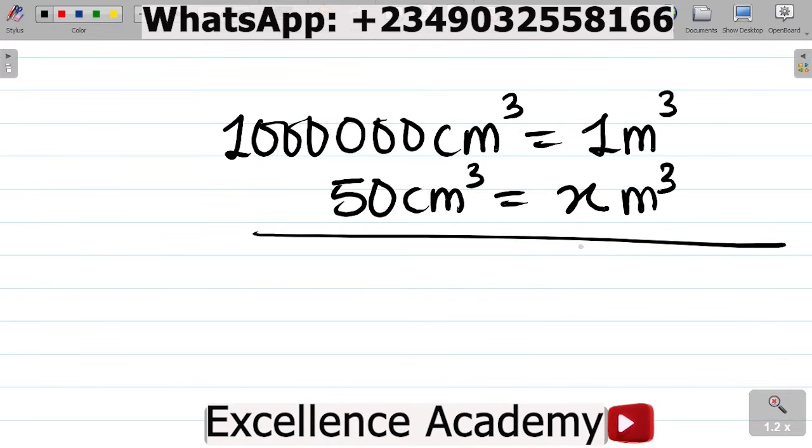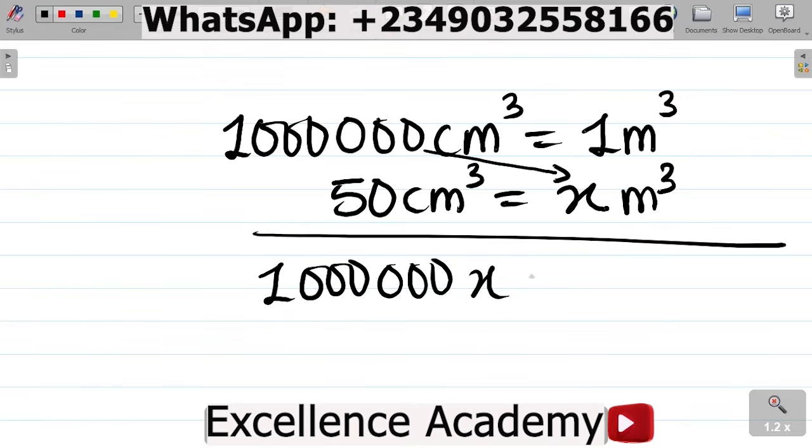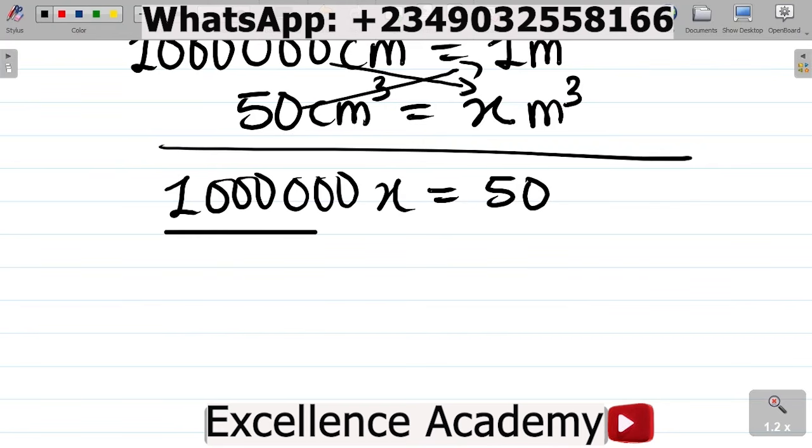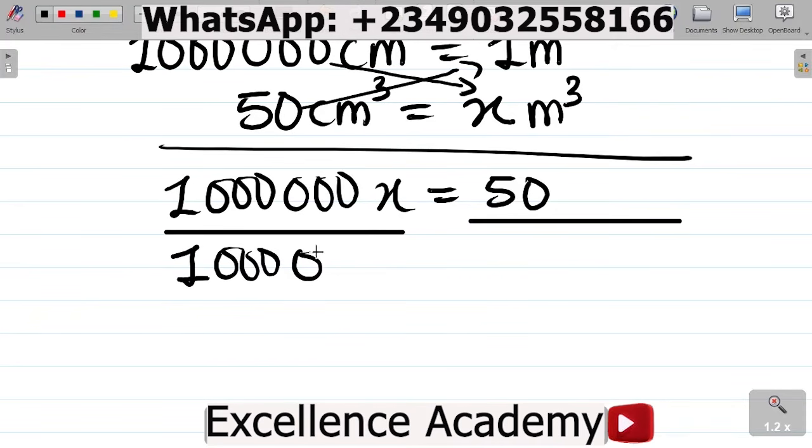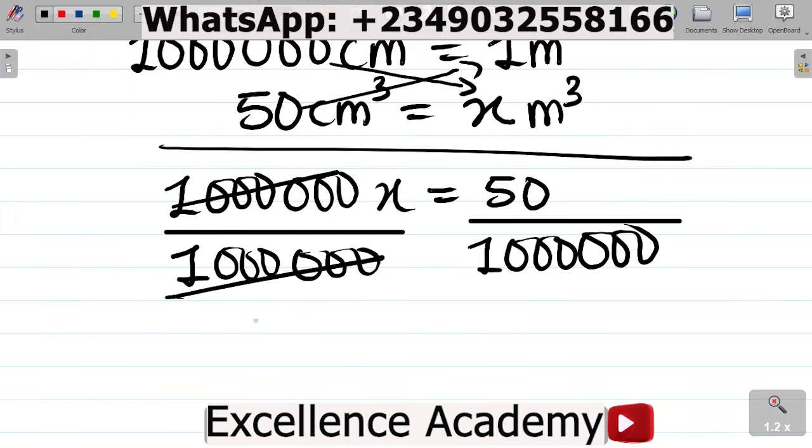All I have to do here is cross multiply. 1 million times x gives you 1 million x, which is equal to 50 times 1, which gives you 50. To get the value of x, I'll divide both sides by 1 million. This cancels this. So x is equal to 50 divided by 1 million.